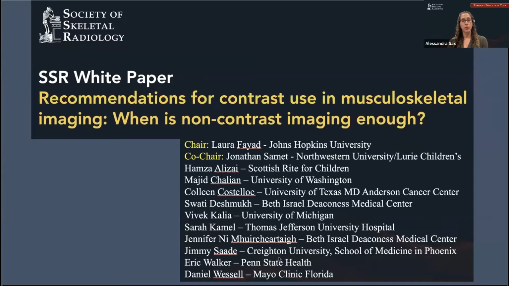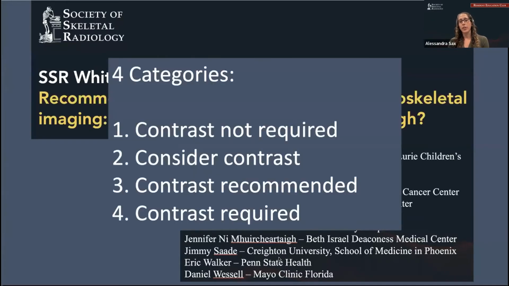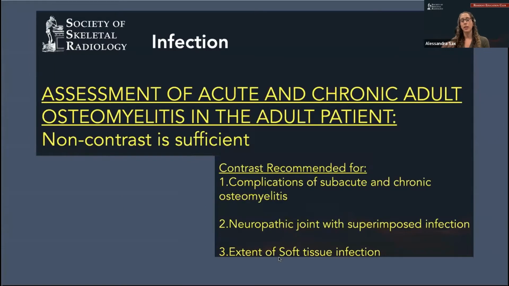I'm going to give another shout out to the SSR for another white paper on recommendations for contrast use in musculoskeletal imaging. They broke everything down into either contrast is not required, consider contrast, contrast is recommended, or contrast is required. Now when it comes to osteomyelitis, in general, non-contrast is sufficient. However, in our case, when we have a neuropathic joint with superimposed infection, contrast is actually recommended. It's also recommended for other complications of osteomyelitis, as well as further delineating the extent of soft tissue infection.